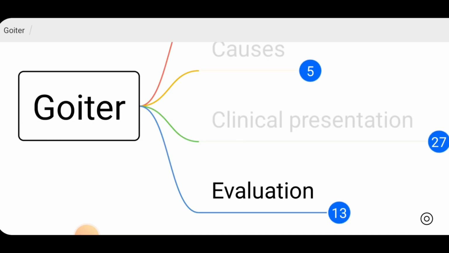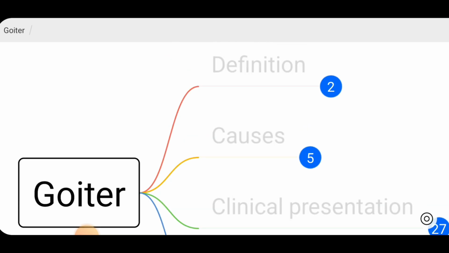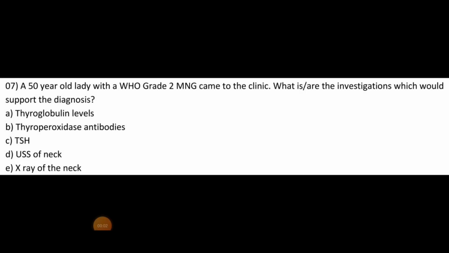So that is briefly about the causes, definition, clinical presentation and the investigations we can do for a patient with goiter. So we will look at a few questions. This is a multiple choice question. A 50-year-old lady with WHO grade 2 multinodular goiter comes to the clinic. What is or are the investigations which would support the diagnosis?